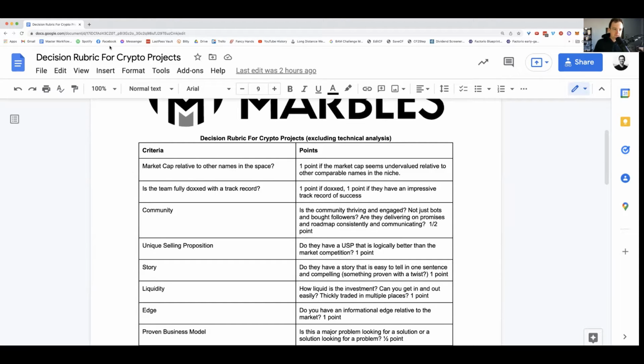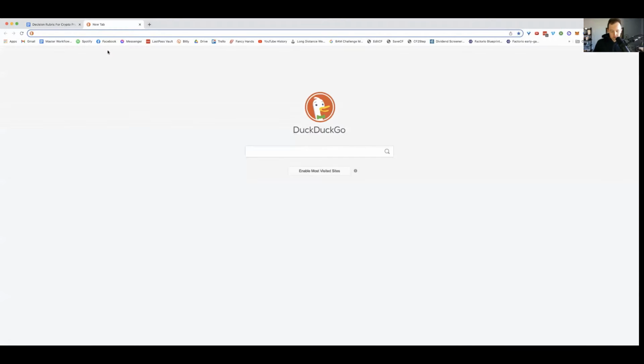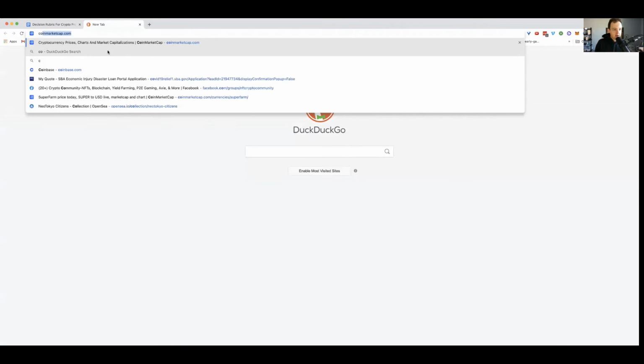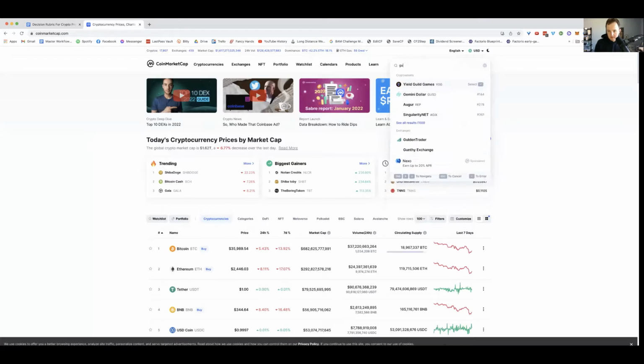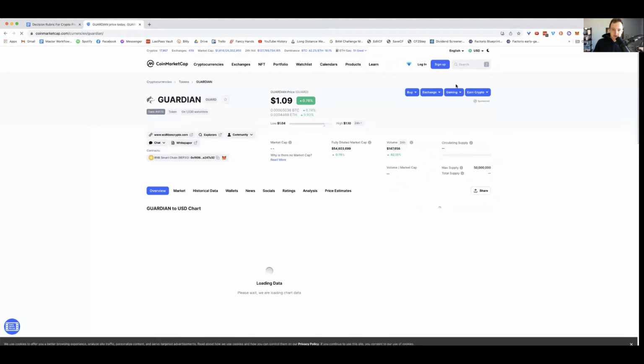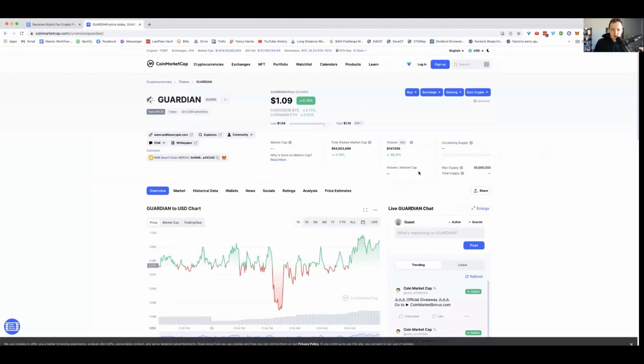Any project. Let's look at Guardian. Okay, great. So let's go to CoinMarketCap, coinmarketcap.com, and we're going to go over to Guardian. That would be Guard. All right. Now, this is something we've reviewed in the past. So right off the bat, we can see that there's not a lot of data here with regard to the current market cap. The fully diluted market cap is estimated at $54 million.